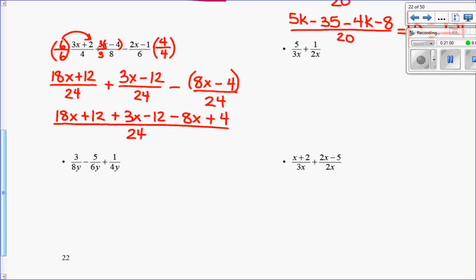Okay, now let's combine like terms. So I've got 18x plus 3x, that's 21x, minus 8x is 13x. Now I'm going to combine my constants. I've got positive 12 minus 12, so that's 0, plus 4, which is positive 4. And that's all over the common denominator of 24.